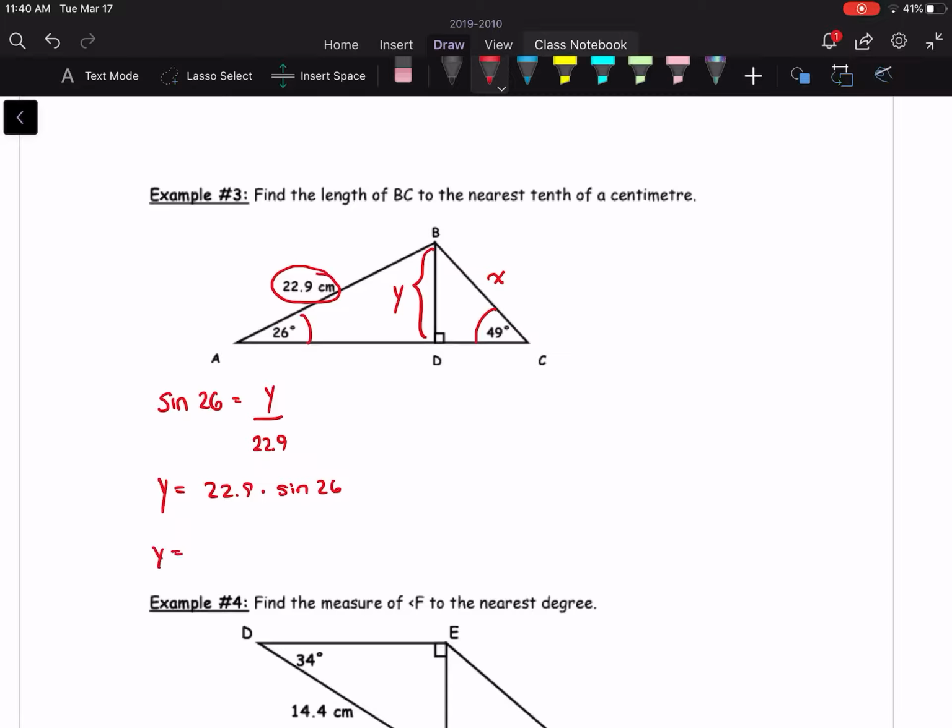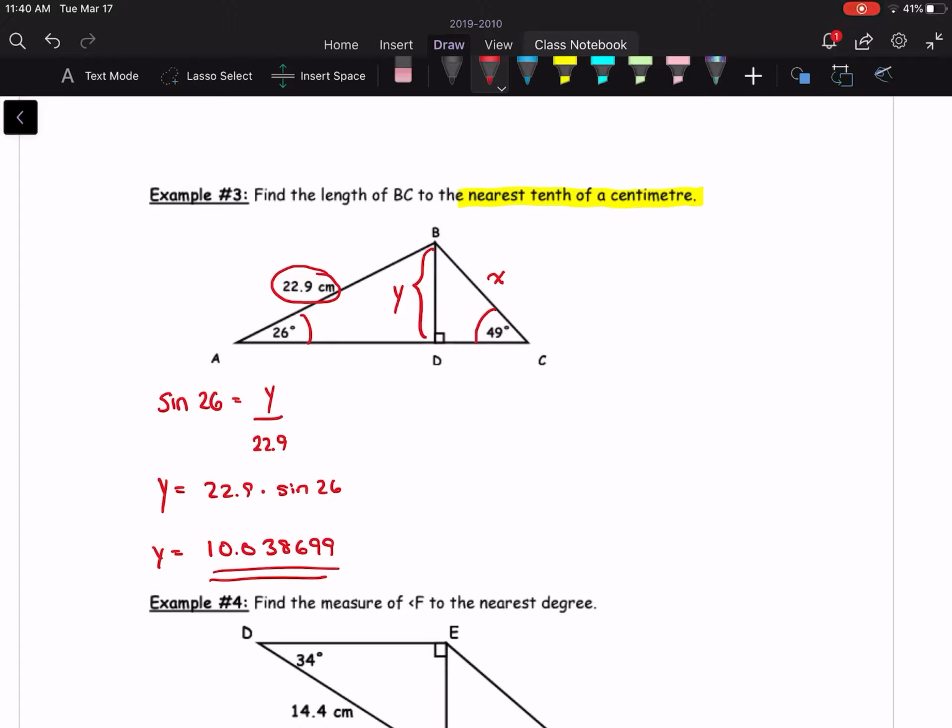And that turns out to be 10.038699. And I'm using a couple extra decimal places here, even though the question asks me to round to the nearest tenth of a centimeter. I'm going to need to use this value in another calculation. So I don't want to round my answer until the final solution.